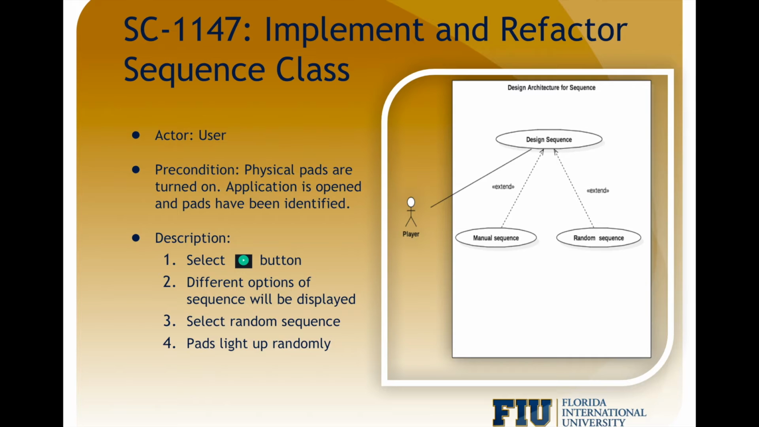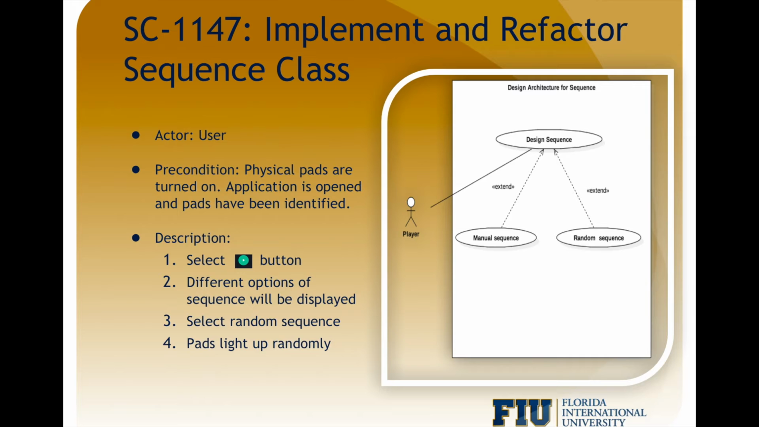and the preconditions in order to get this feature working is you must have the physical pads turned on and the application opened on your Android device. Both device and the pads must be connected to the same hotspot of name SkillCourt and password SkillCourt, and wait until the pads are identified by the application. In order to get this started, you will select the play button, and you would be displayed with different sequence modes that you can choose from.